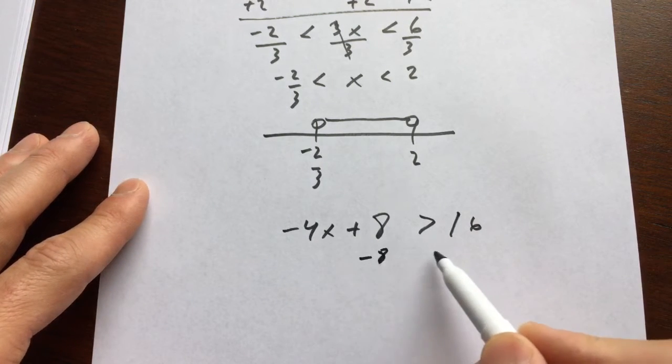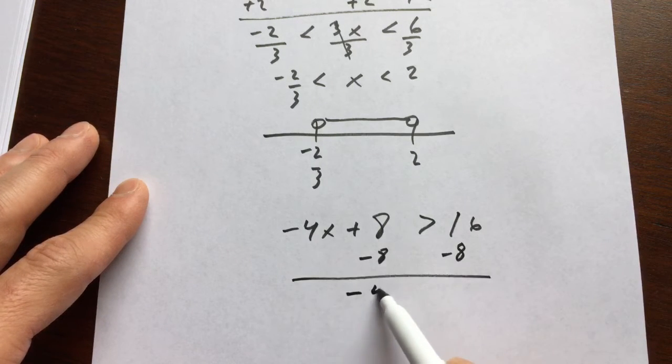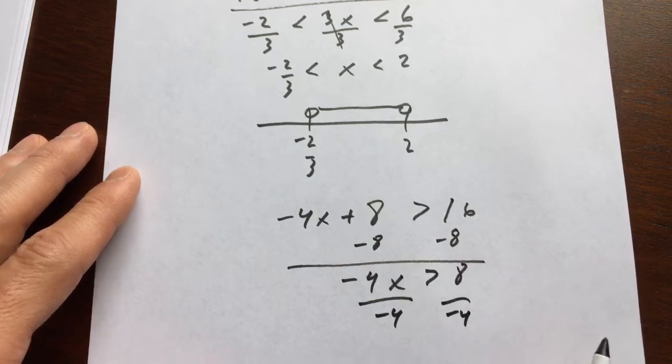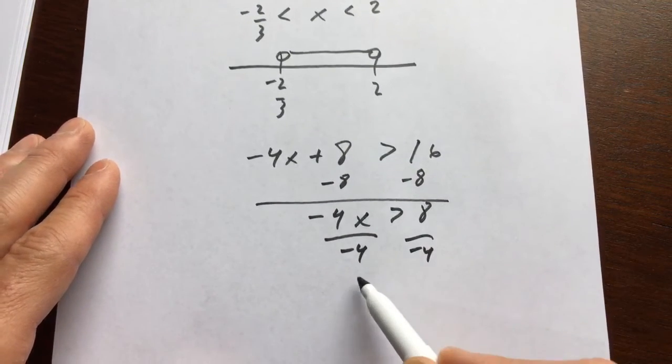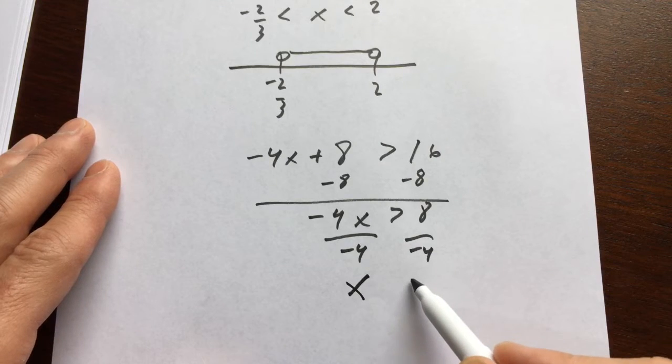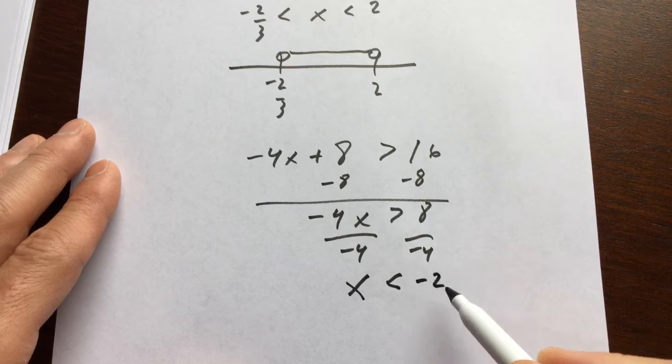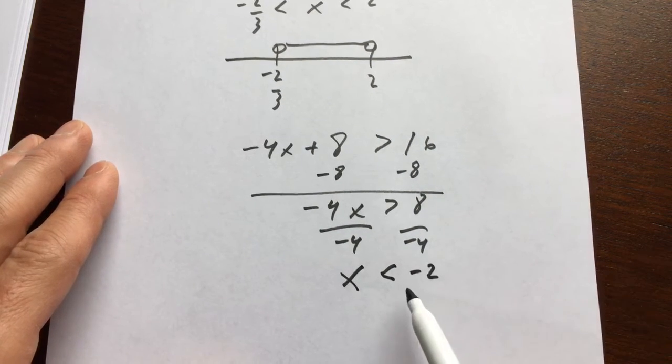So of course it's just like solving an equation. You want to get that variable by itself. But what happens when you divide or multiply by a negative number? Well, I'm sure most of you know, but when you divide or multiply by a negative number, that inequality sign actually flips. Okay, so it becomes x is less than -2.